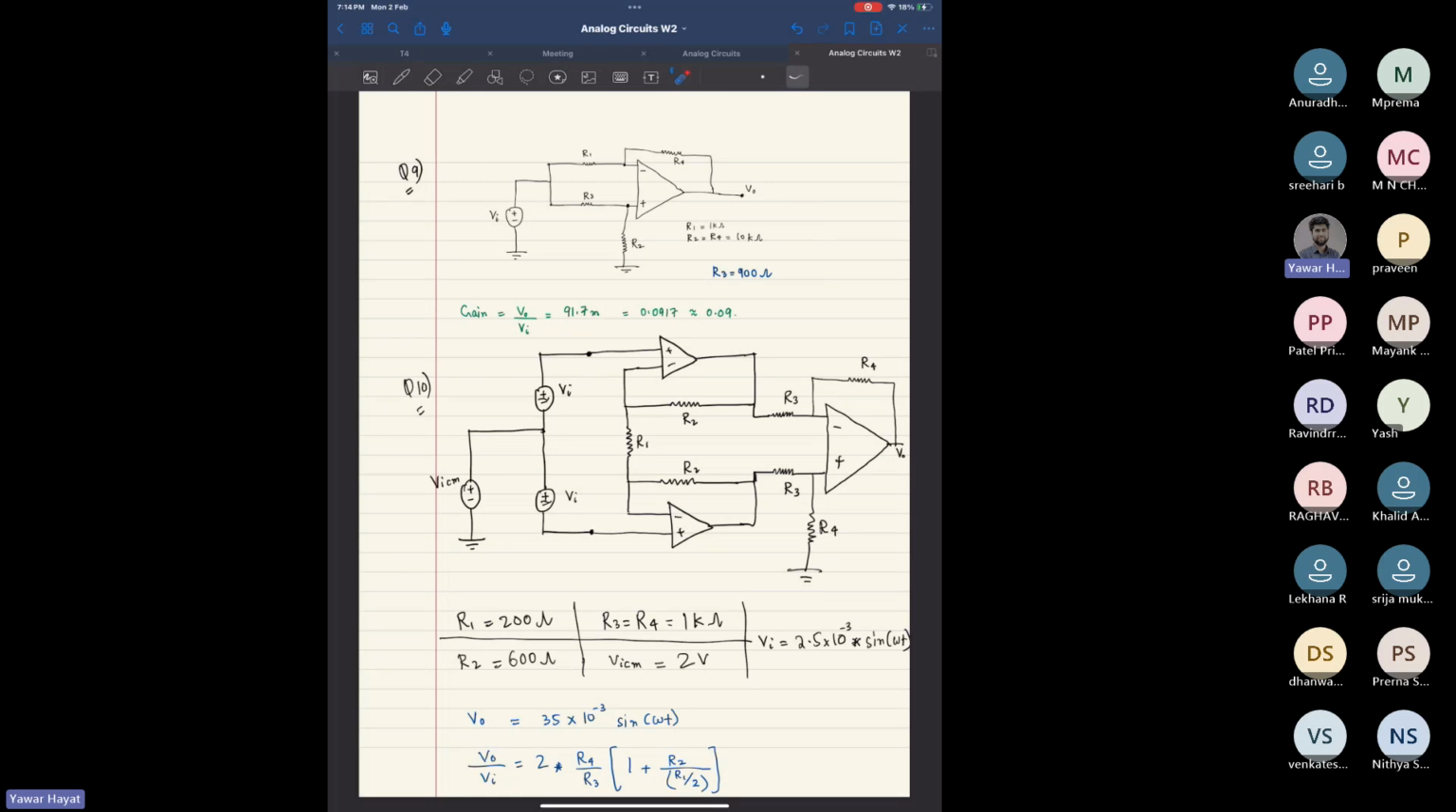Since you'll use this particular VI, this is what V output you'll get. This expression, I'm leaving it as an assignment for you to find how this V output by VI is this much. So that is in fact your output voltage for this circuit, right? VO.